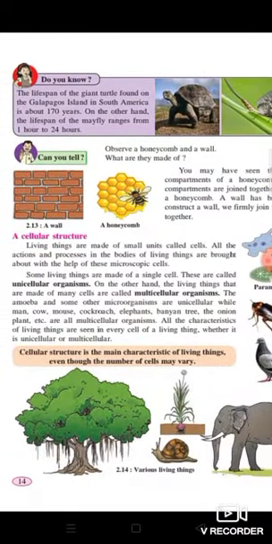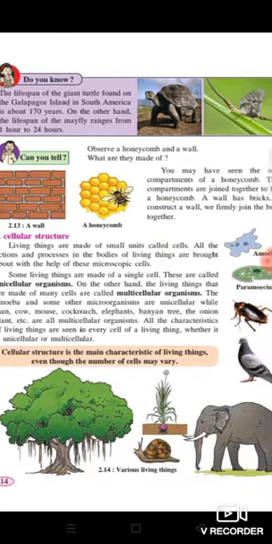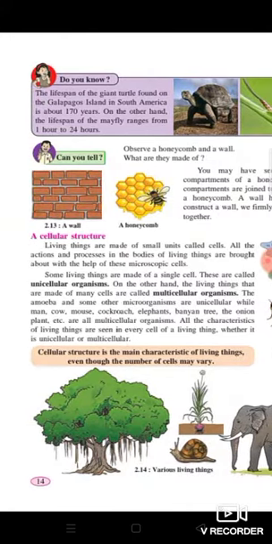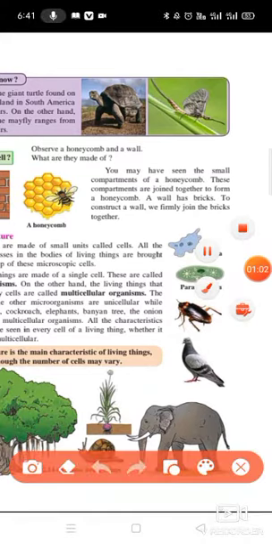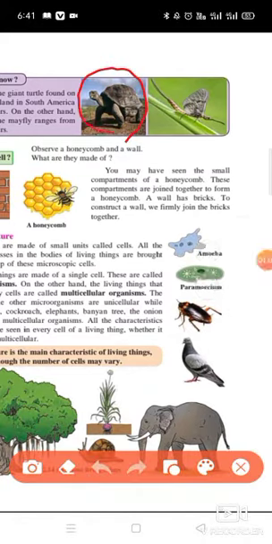Do you know the lifespan of the giant turtle found on the Galapagos Island in South America is about 170 years? On the other hand, the lifespan of the mayfly ranges from 1 hour to 24 hours. I will show this to you. See, this is the turtle, 170 years, in South America, and the second picture is the mayfly. Its lifespan is only 1 hour to 24 hours.